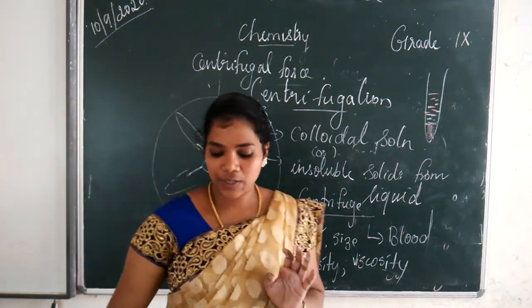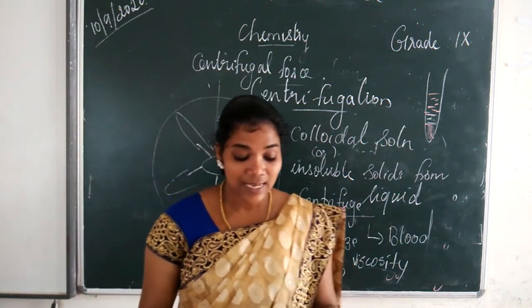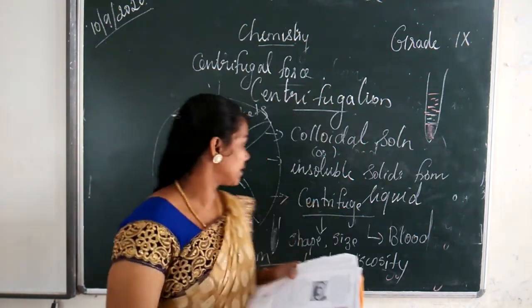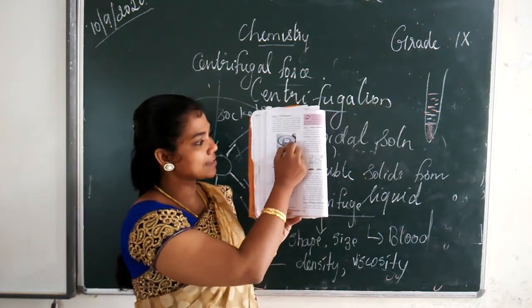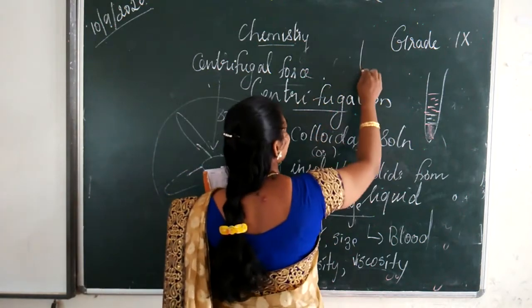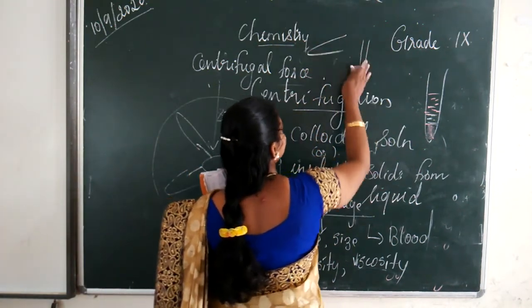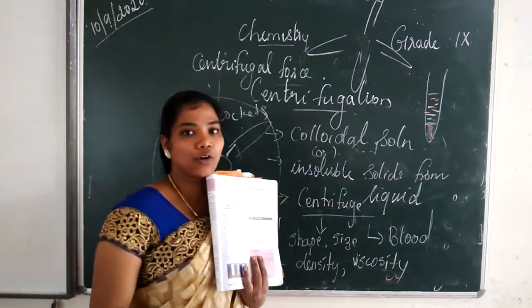So did you understand? Two techniques we have studied. One is solvent extraction, the next one is centrifugation. If you want the diagram, you can clearly see it in your book, page number 108. These are the sockets. Inside the socket we have to put the test tubes. While running, from this position it will go to this one. In the radial direction it will rotate.